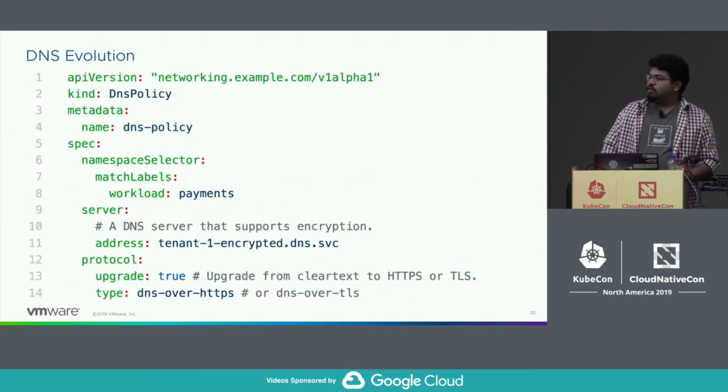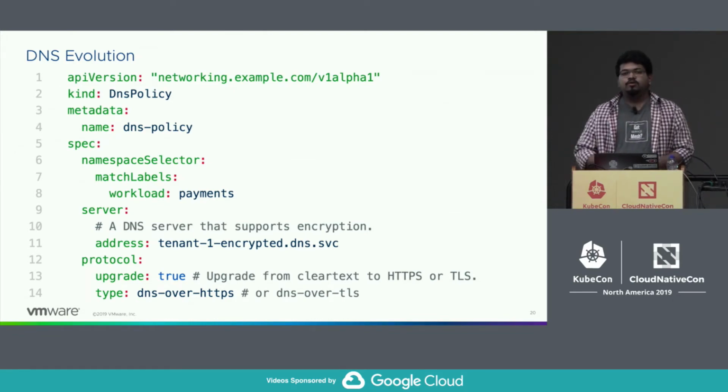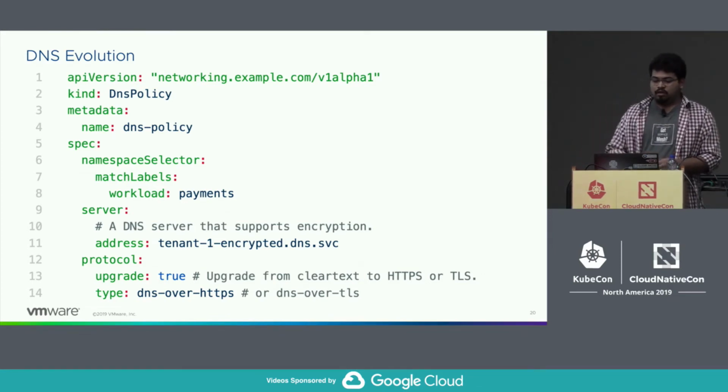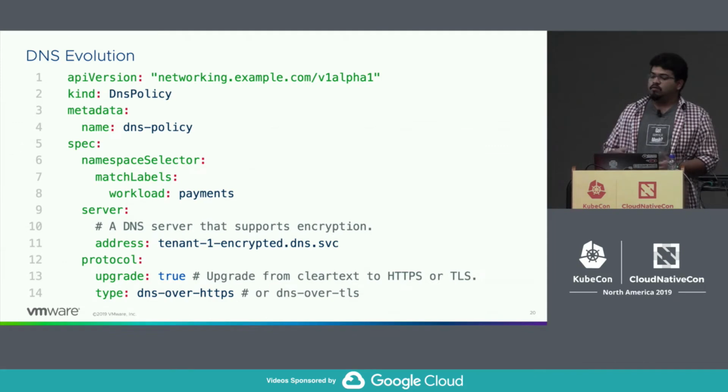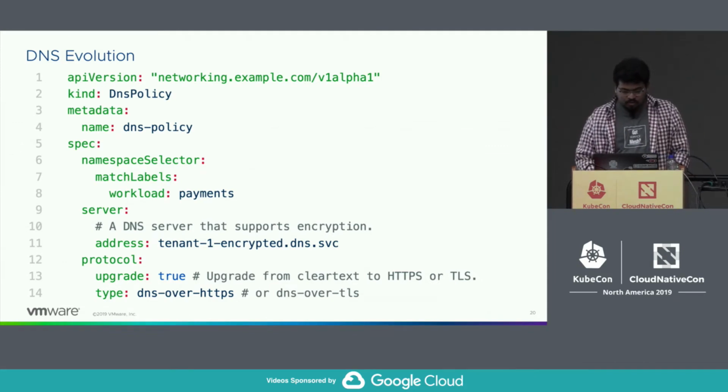The last use case I want to touch upon is the DNS Evolution. Essentially, DNS queries over UDP are plain text. They could be UDP or TCP, but we want to upgrade such protocols to DNS over HTTPS or DNS over TLS, and we can do that very easily with the Envoy proxy. So again, we select the workload payment using the namespace selector, and this time we route such DNS queries to the encryption supporting DNS server here.